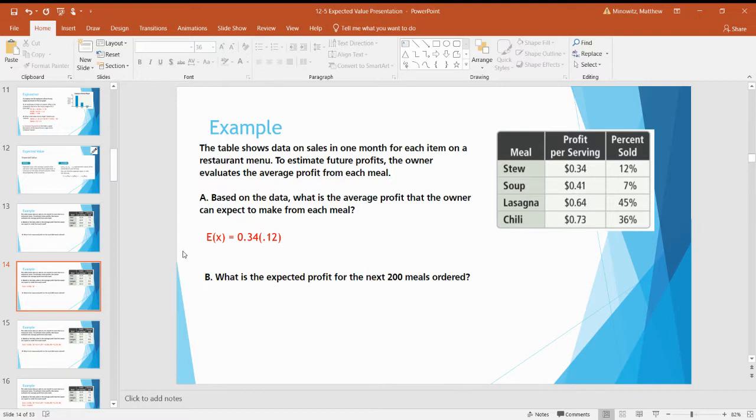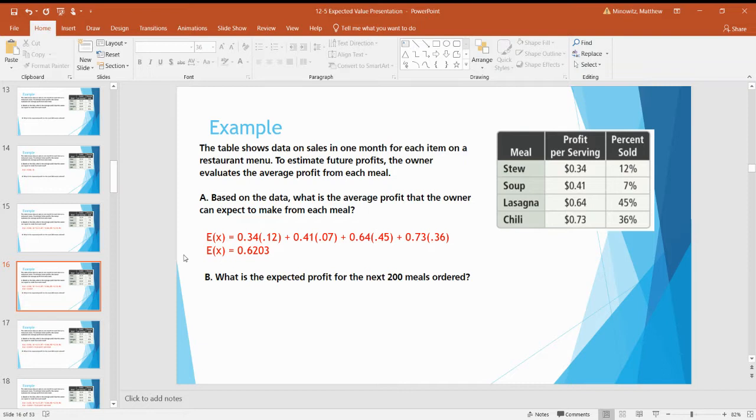And here we go. We take a look. We say 7% of the time we're going to make 41 cents, and 45% of the time we're going to make 64 cents, and 36% of the time we're going to make 73 cents. And we're going to add them all together. And I really would like to do that on a calculator or something that can compute faster than I can. Multiplying decimals we can do, but there's no need for us to do it by hand.